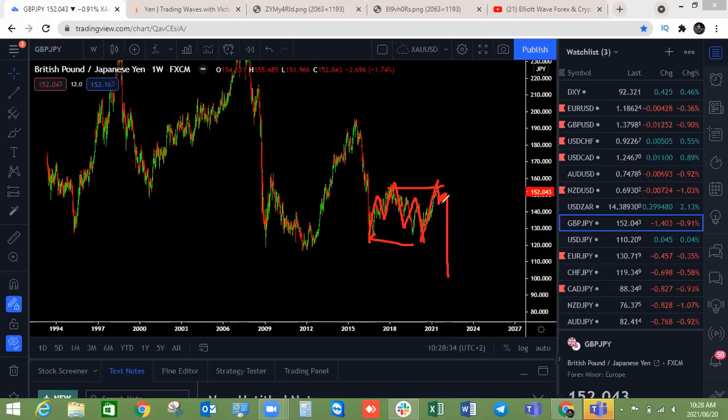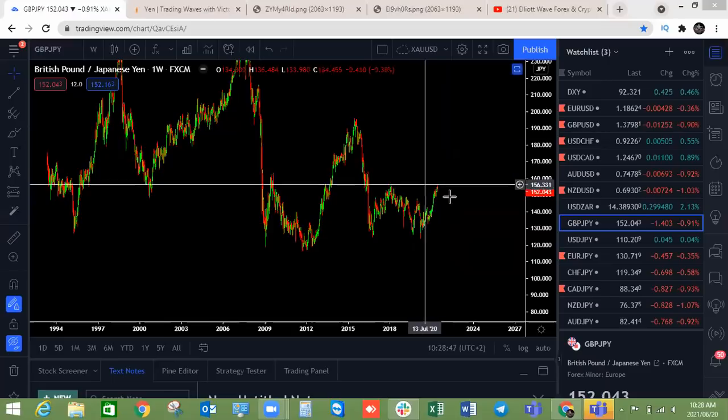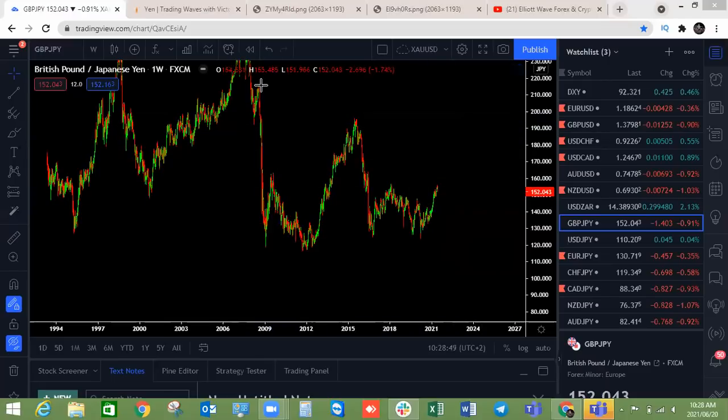Could be an impulsive move. So look at where we are, around 152. The next target will be at about 120, which is about 3,000 pips from current levels. Right, so that is pound yen. Look for lower time frame entries to the downside.